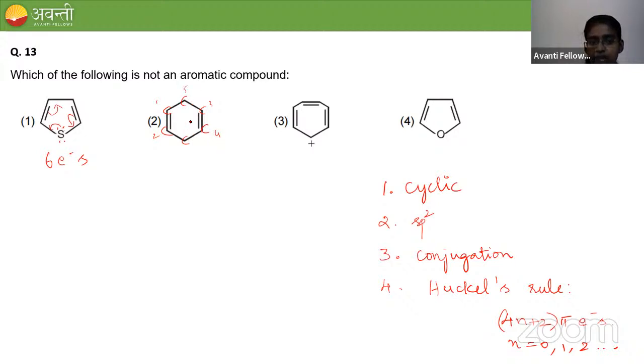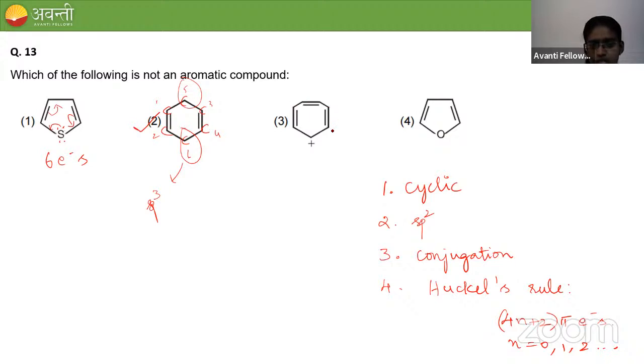Carbon number 5 and carbon number 6, these two are not having a double bond, or the hybridization of these two carbons is sp3. So this compound is violating the second rule. So it is not an aromatic compound. Okay, so that is the answer for this question. And you can check with compound number 3 and 4 also.